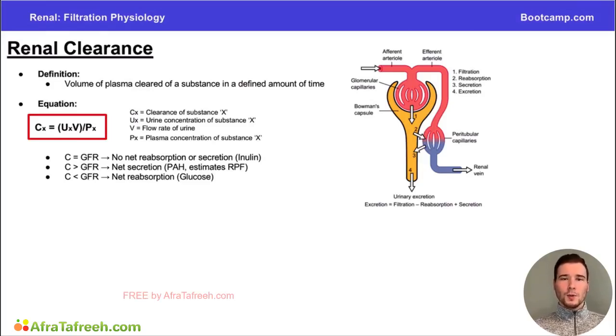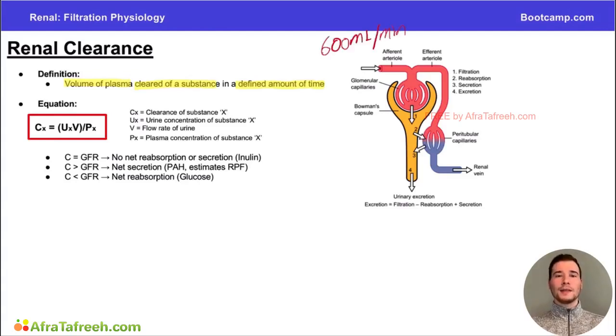So the first concept that we're going to talk about is called renal clearance. Renal clearance is the volume of plasma cleared of a substance in a defined amount of time. So basically what that is saying is how much stuff gets to the kidney overall, how much blood, plasma, fluid reaches the kidney. In a normal healthy kidney, the renal plasma flow is approximately 600 milliliters per minute.